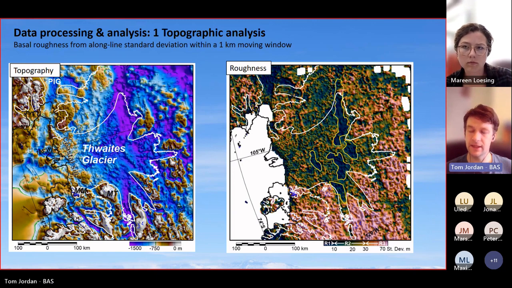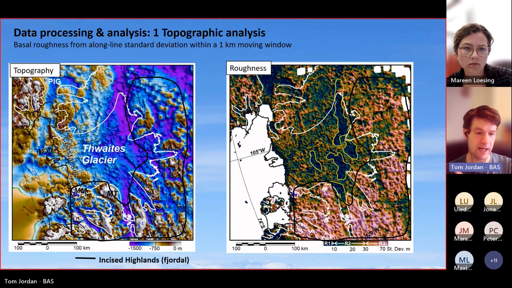And from this, the basic first takeaway is there are three main provinces in the Thwaites region. There's this upstream area, I call the incised highlands. It sort of looks like a fjord system, very deep, narrow, U-shaped valleys, and comes out very, very rough in the roughness calculation.